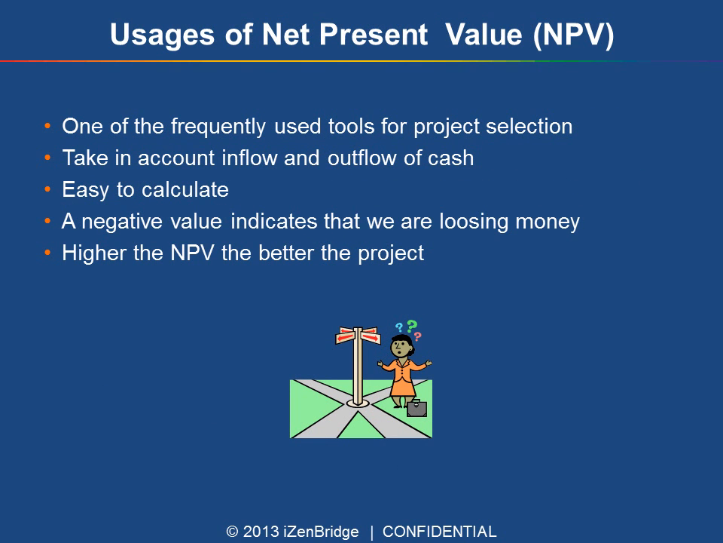Net present value is a very frequently used technique for selecting projects on the basis of the economic value of a project, because in net present value we consider cash inflow and outflow, which also happen at distributed points of time. It's relatively easy to calculate, and a negative NPV represents that we are losing money in this particular project. So from an exam point of view, you should remember the higher the net present value, the better the investment decision, the better the project is.